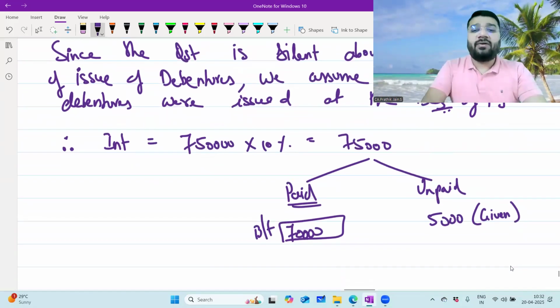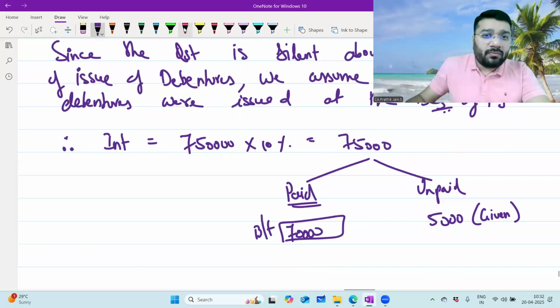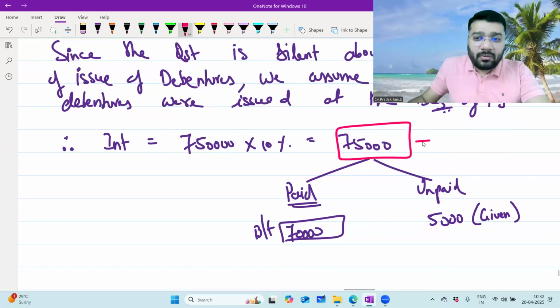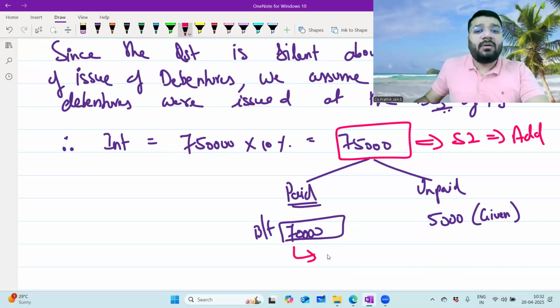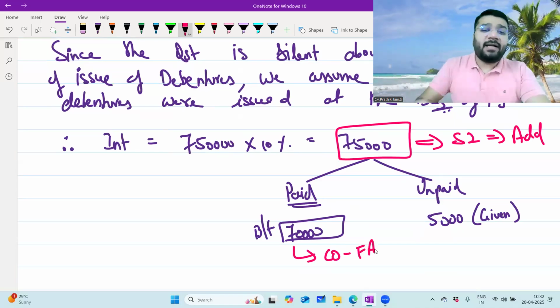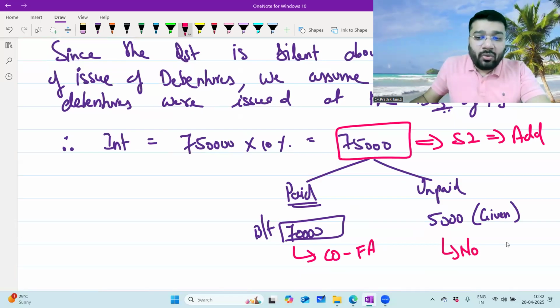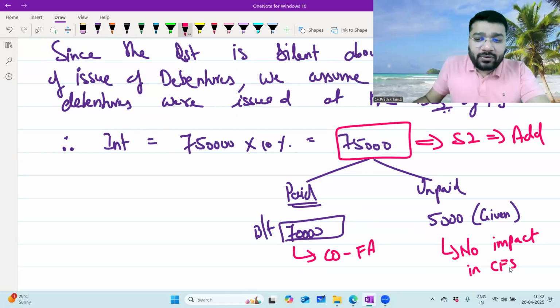$5,000 is given. The 70,000 is the balancing figure. Now, segment 2: add, cash outflow, financing activity. Please write it down like this so that you'll remember later. No impact in cash flow statement.